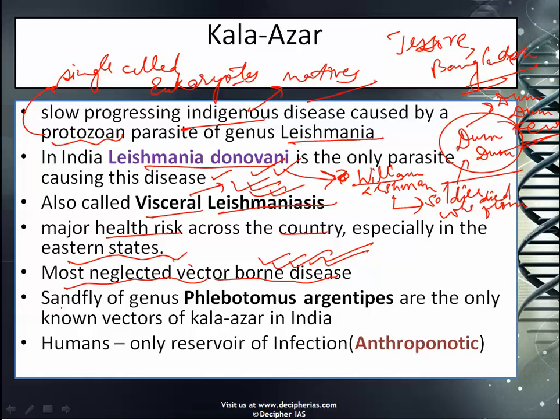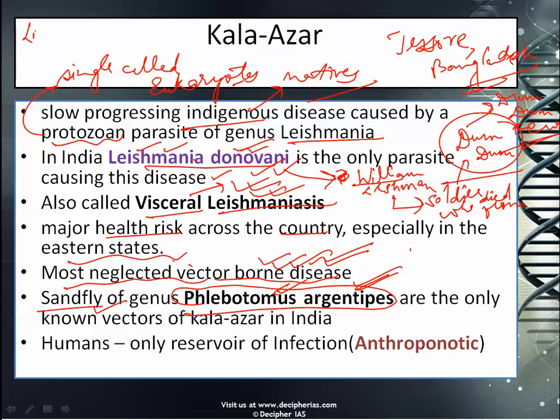So the carrier or vector of this parasite is the sandfly of genus Phlebotomus argentipes. This is the scientific name of the sandfly. Now scientific names consist of genus and species. This is genus, Phlebotomus argentipes is species. Similarly, Leishmania is genus, donovani is species. In Africa also this disease is there by the same parasite, Leishmania donovani, that is the same species. But in America and southern Europe, the species is different.